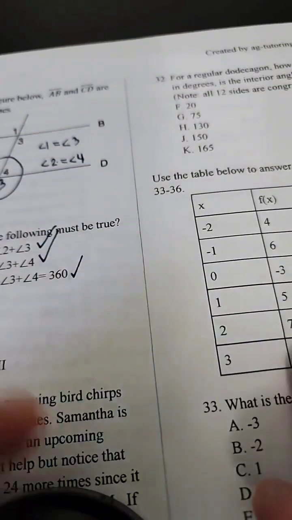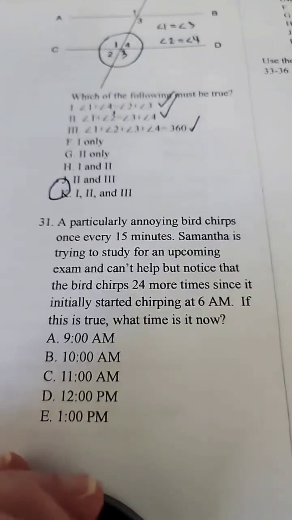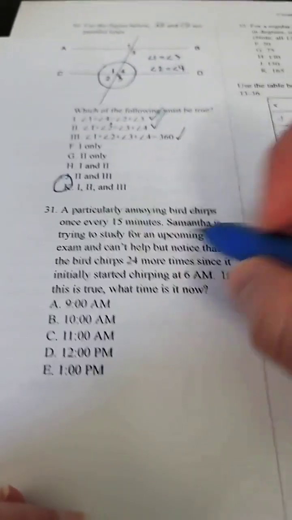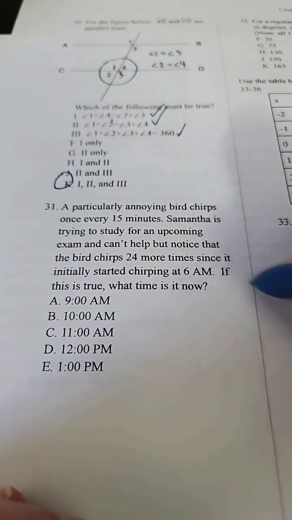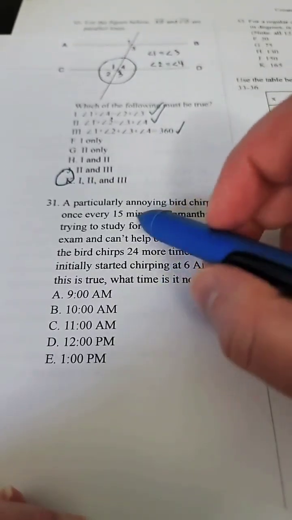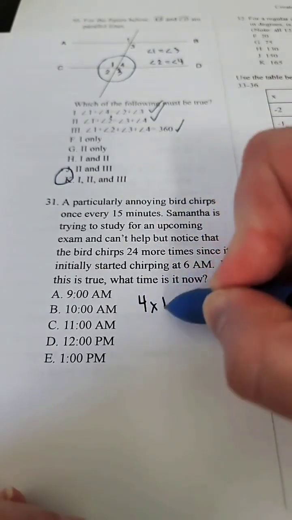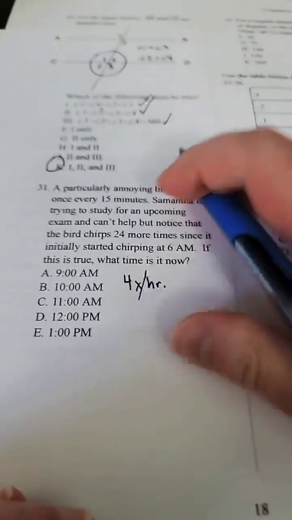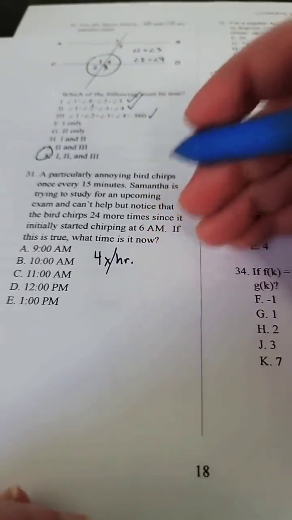Okay, there we go. So let's go to number 31, which says, a particularly annoying bird chirps once every 15 minutes. Samantha is trying to study for an upcoming exam and can't help but notice that the bird chirps 24 more times since it initially started chirping at 6 a.m. If this is true, what time is it now? So it's chirping once every 15 minutes. That means in terms of hours, it's chirping 4 times per hour. That's times, not an x, by the way. So it's chirping 4 different times per hour.